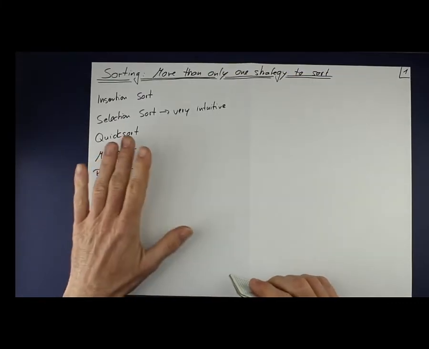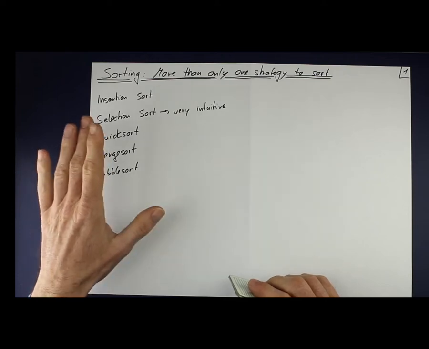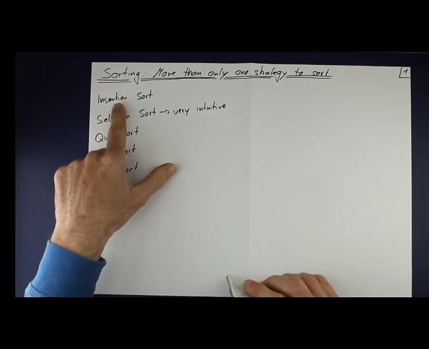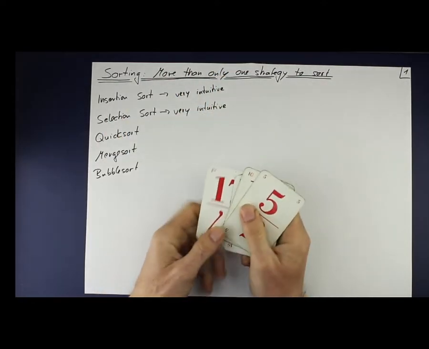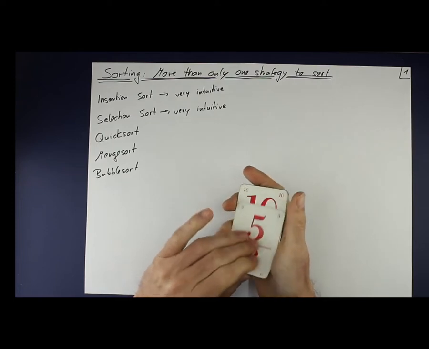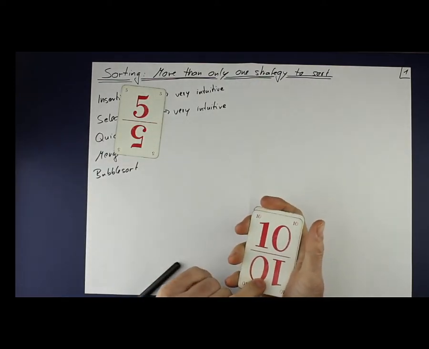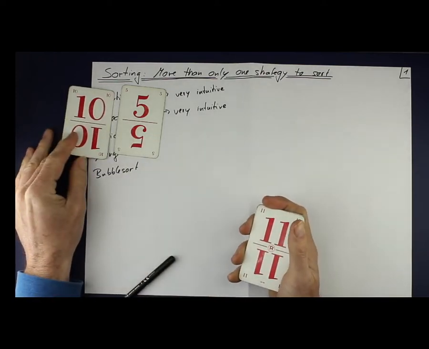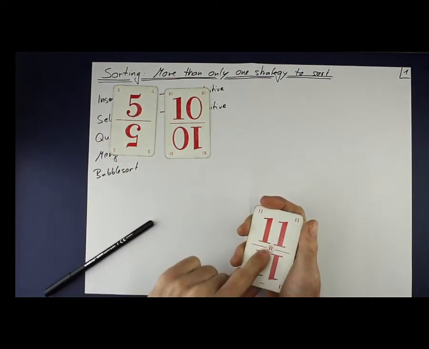But there is more than one strategy, and I also want to show you in detail the other algorithms. Let's talk about insertion sort. Insertion sort means that I start with one card and then I have a new card, and now I find out what is the correct position for this new card. Is it here or is it here? In this case, it's here. Let's take the next card.